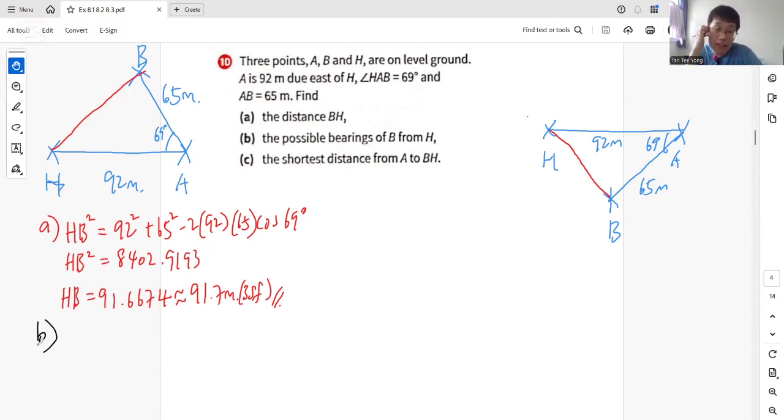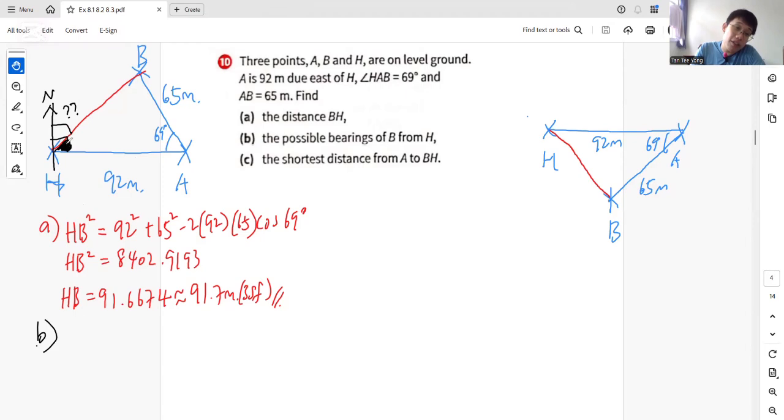Part B in black, the possible bearings of B from A. Let's take a look at the one on the left. Bearings of B from A. From A, draw a compass like that, north, and they want this angle. Because A is due east of H, we know that this is 90 degrees. So what we can do is find out this angle over here, then take 90 degrees minus this angle, and then we can get the bearing.